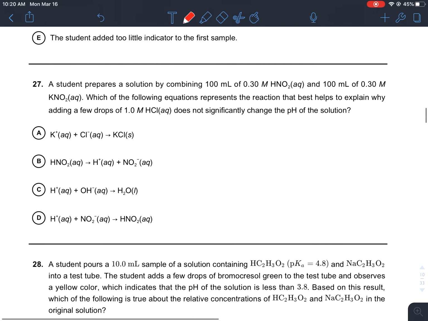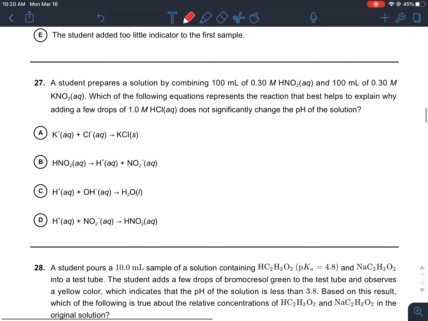Number 27. A student prepares a solution by combining 100 milliliters of 0.30 molar HNO2. Now, HNO2 is a weak acid, but this is a weak acid with its conjugate base. Which of the following represents the reaction that best helps to explain why adding a few drops of a strong acid does not significantly change the pH of a solution? In other words, this is a buffer. The answer would be D.